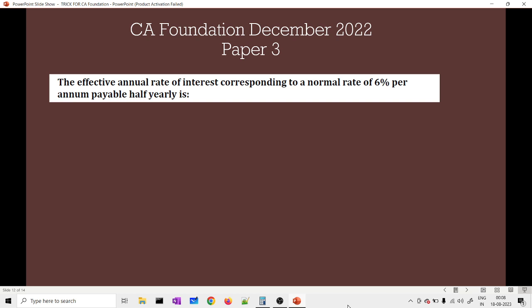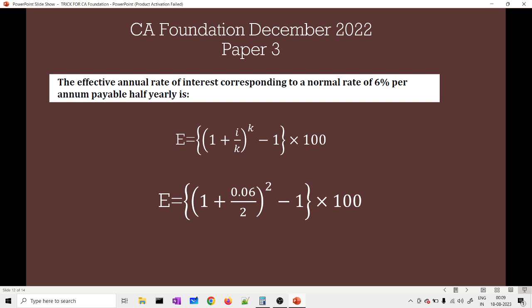So the first thing is, students should remember the formula for the effective rate. The formula is very simple. The formula is E equal to, that is effective rate equal to (1 plus I by K) to the power K, minus 1, into 100, where I is nothing but the rate of interest and K is nothing but the number of times the amount is compounded yearly. So if we say half yearly, that means inside a year twice, so the value of K is 2. If we substitute this value in the formula, I is 6%, that is 0.06. Since it is half yearly, K is 2, so we get this.